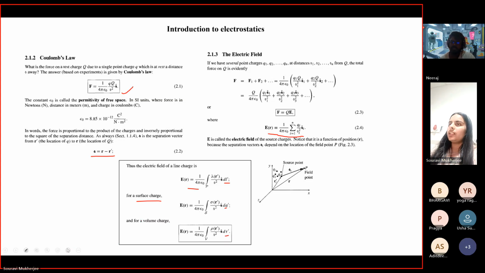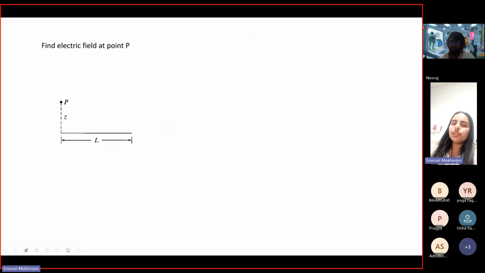Now you can use this relation to find fields for different configurations of charges, and these are very standard problems that one can do. The basic idea is, if you have a charge distribution like this, you have to find the field because of this line of charge at some point P at a distance z.